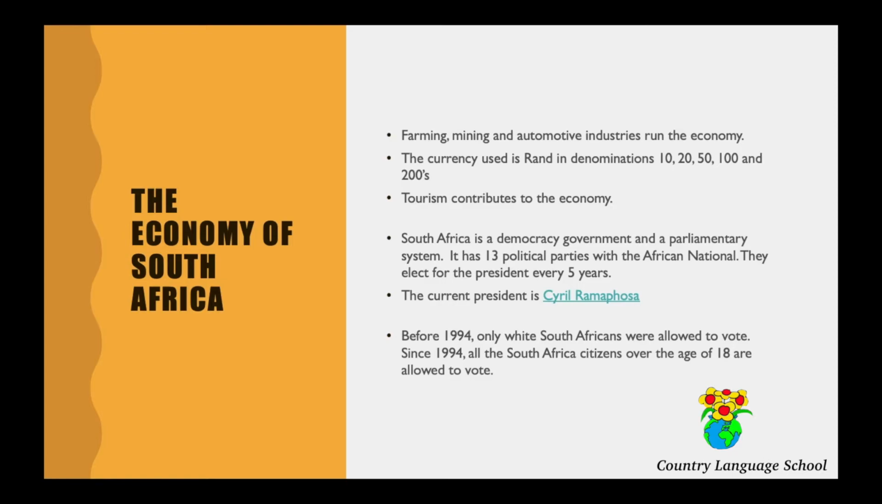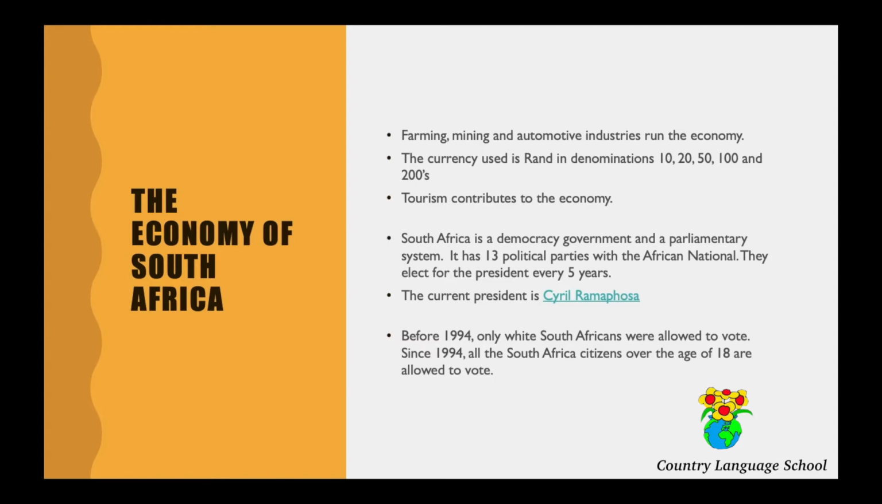Okay, and the economy of South Africa. Farming, mining and automotive industries run the economy. So this is what mainly happens in the country. The currency used is the rand, in denominations of 10, 20, 50, 100 and 200. Tourism contributes to the economy. A large number of people visit the country, and this helps them to grow their country and make more money.